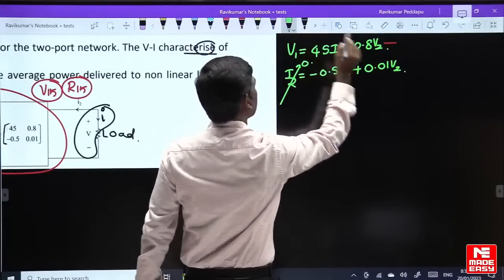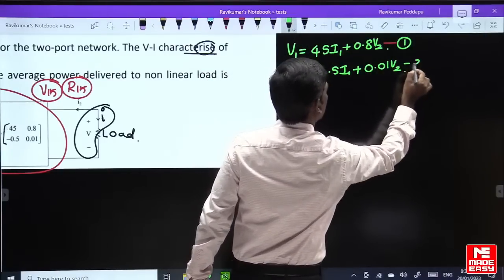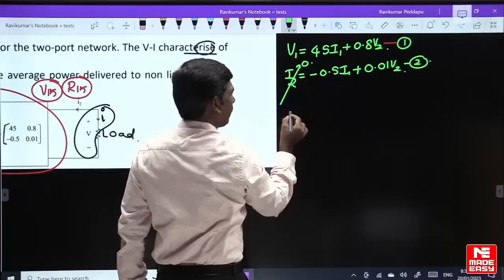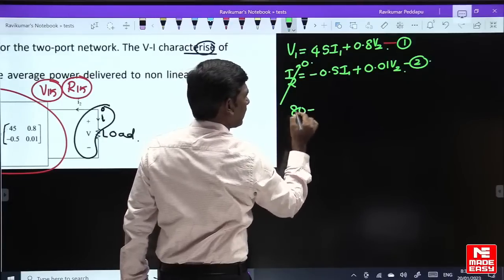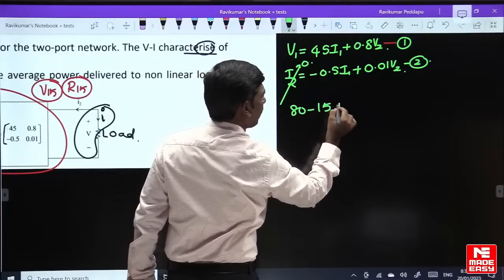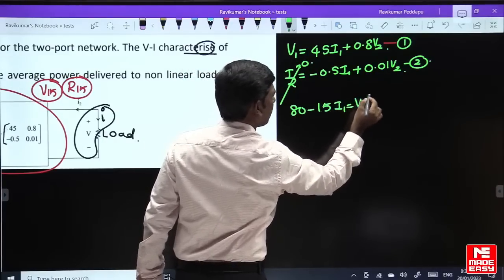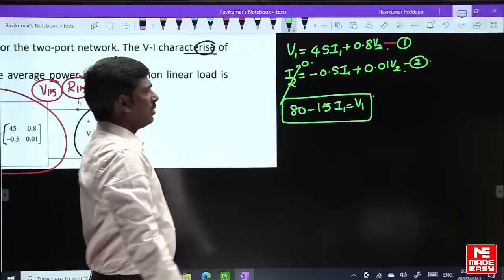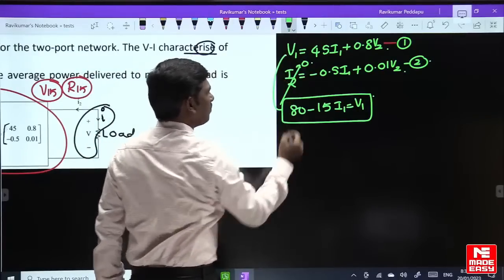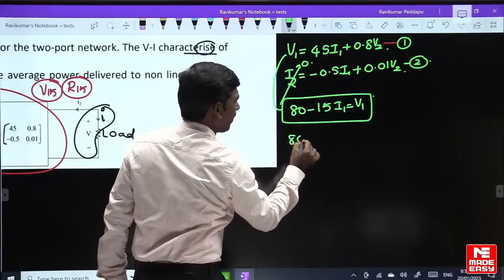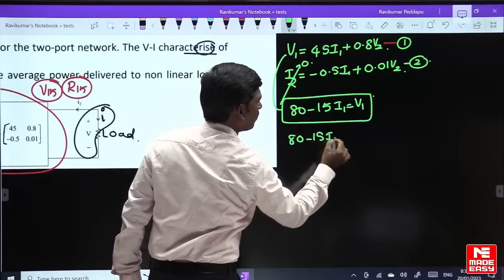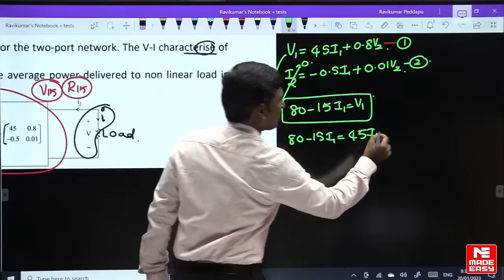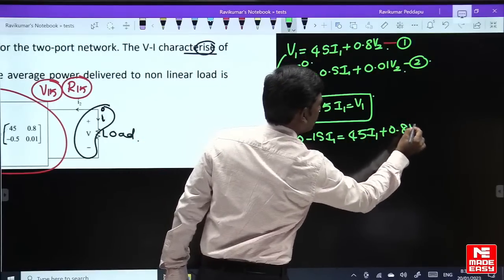Equation 1, equation 2. In place of V1, 80 minus 15 I1 is equal to V1. Just substitute here now. 80 minus 15 I1 is equal to 45 I1 plus 0.8 V2.